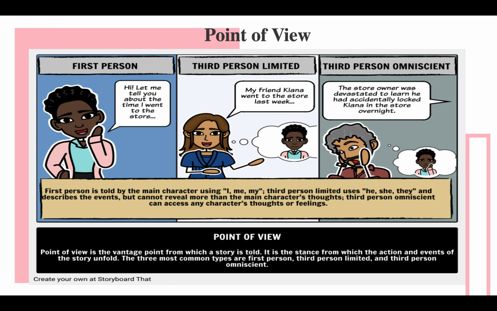Kapag sinabi nating third person limited, the narrator only knows the story of the main character. Hindi na niya sakop yung ibang character. Basta ang alam lang niyang story ay yung main character. While the third person omniscient, kabaligtaran siya ni third person limited na kung saan lahat ng characters, alam ni narrator ang story. Alam niya lahat ng nararamdaman, iniisip ng mga characters.